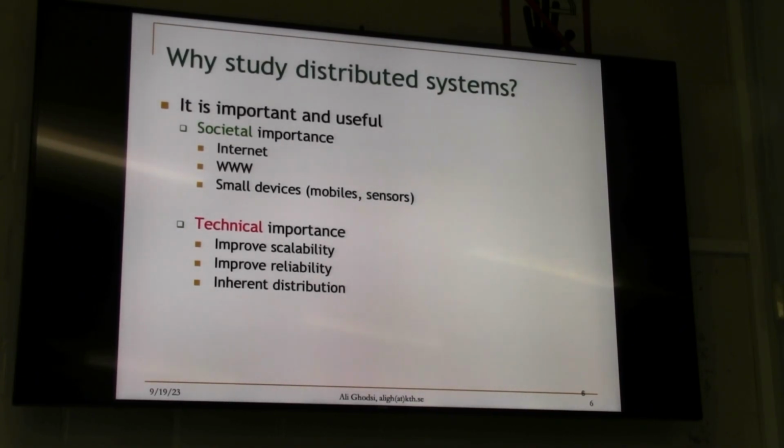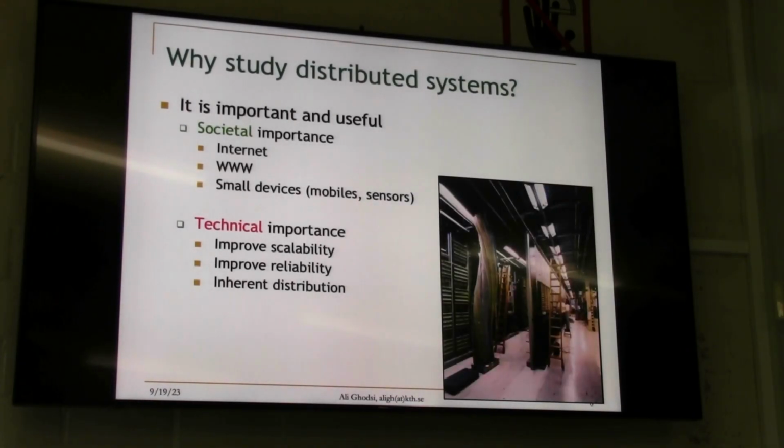Also, technically, there are new ideas here that you have not seen before. Very important new ideas, in order to get scalability, so the system can be very large. How do you get a system to work if it has millions of nodes? Also, the reliability. How can you get a system to be reliable if nodes are failing? Also, inherent distribution. If I am here and my friend is 1,000 kilometers away and we want to work together, how do you arrange that?